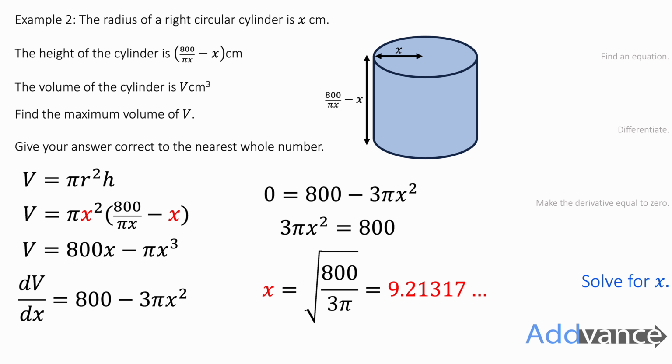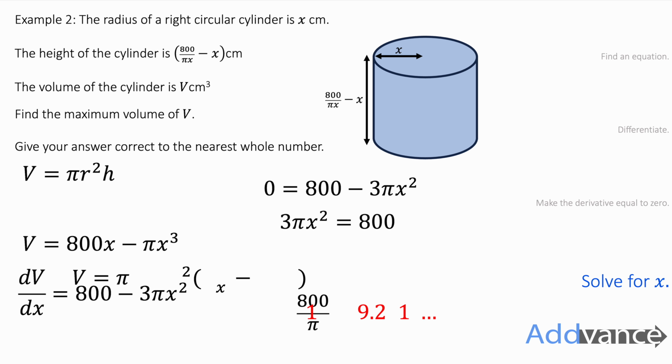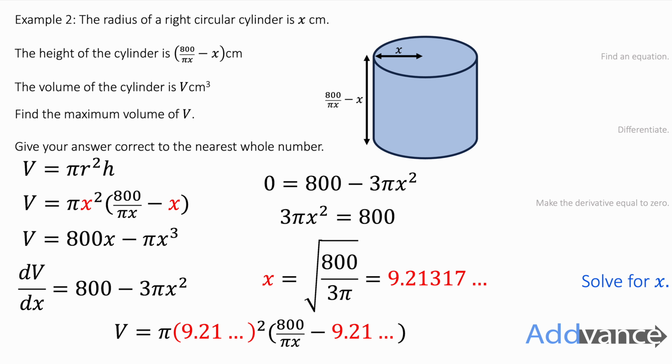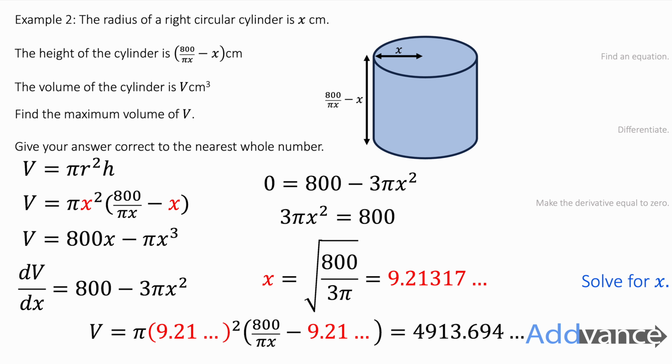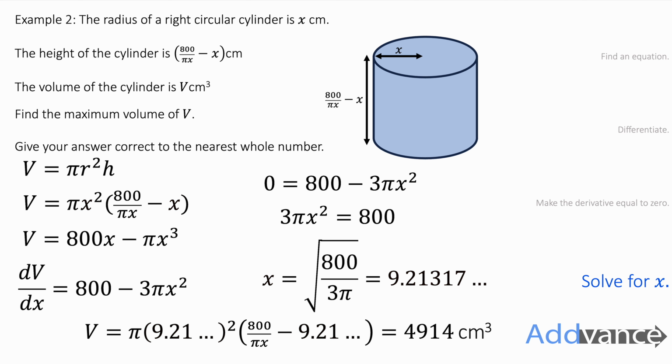To find the maximum volume, we're going to substitute that into the equation for V, like this. And when we type this into our calculator, we get 4,913.694, and to the nearest whole number, as it says in the question, is 4,914 centimeters cubed. That is the final answer. That is the maximum volume.